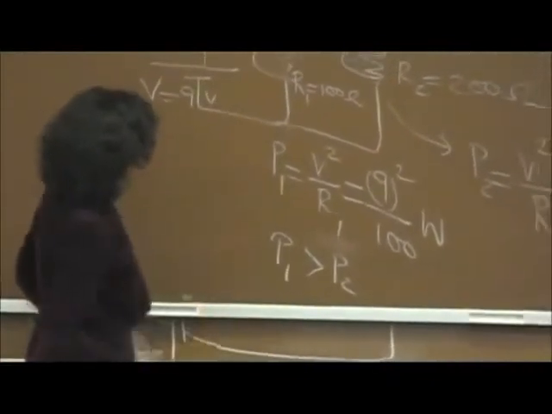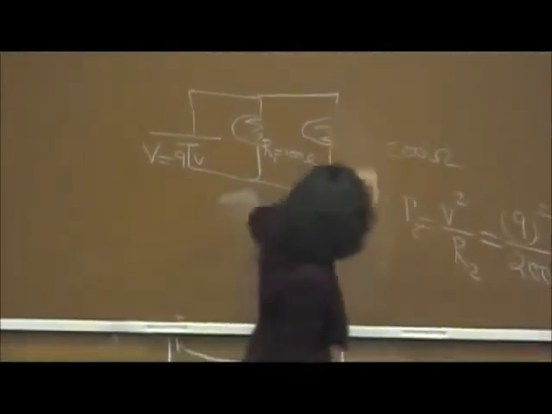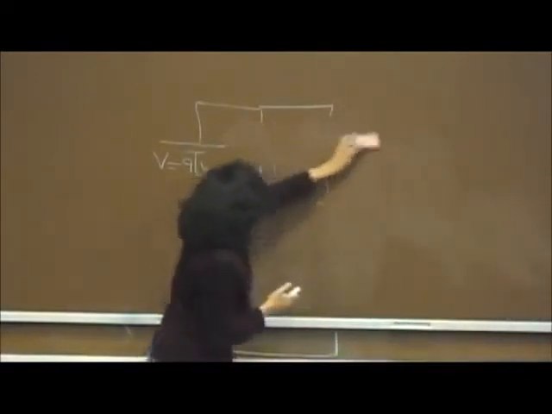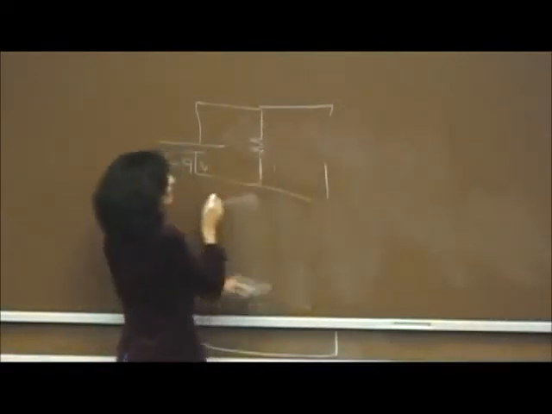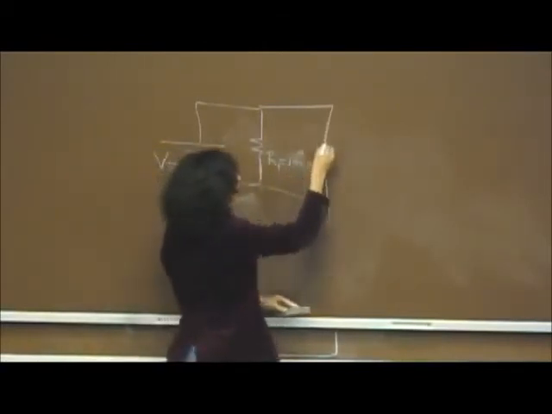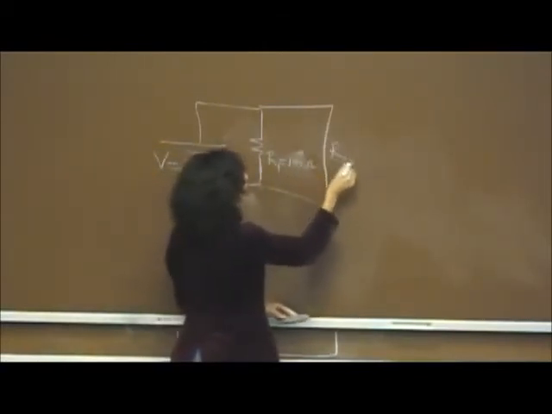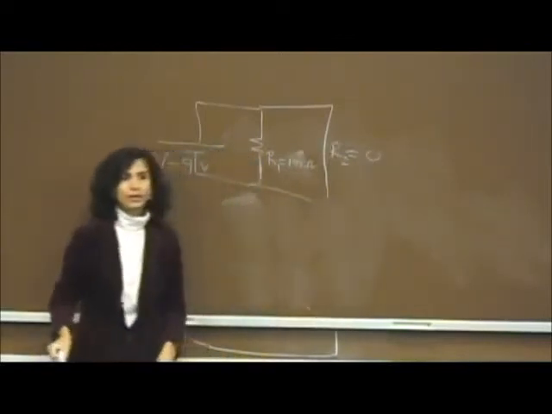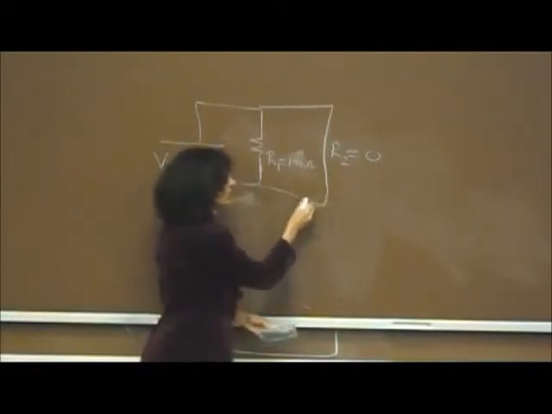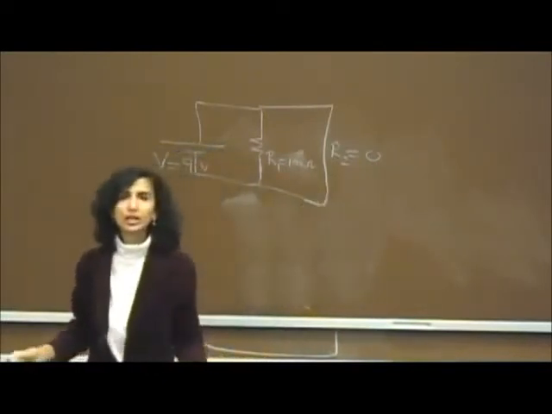In this parallel circuit here, suppose I had just two resistances. One of them, R1, is equal to say 100 ohms, and the other one has no resistance. Let's say that R2 is equal to 0. There's just a copper wire. That kind of situation, do you know what it's called in common language?